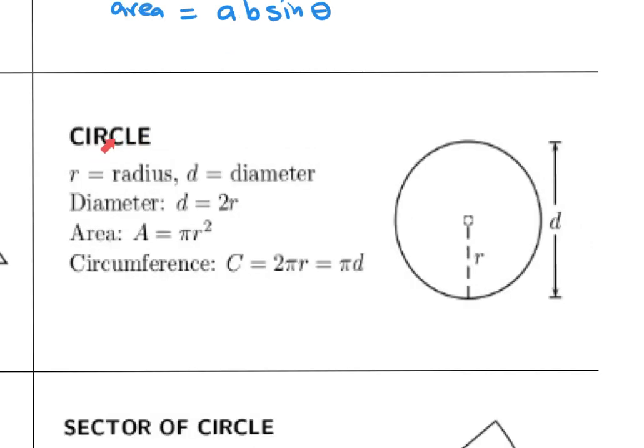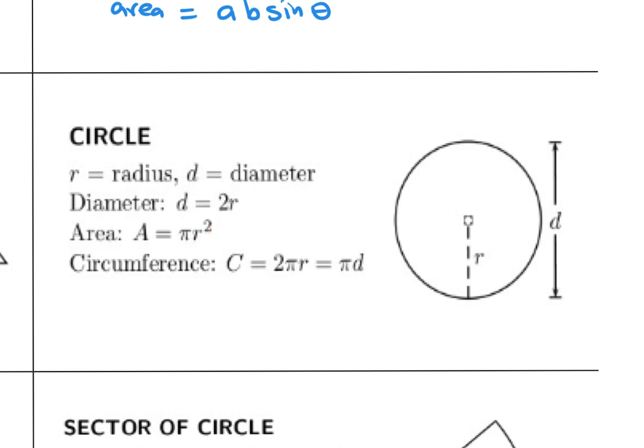Now for the circle, if we have the radius r or we have the diameter, we know that the diameter is twice the radius. The radius is the distance from the center to any point on the circle. To find the area of the circle, pi r squared. If you have a semicircle, half pi r squared.